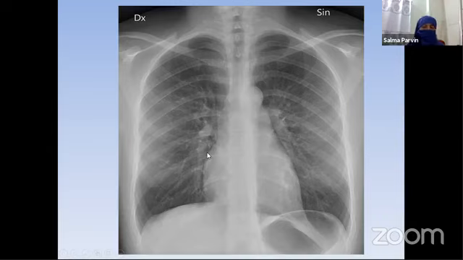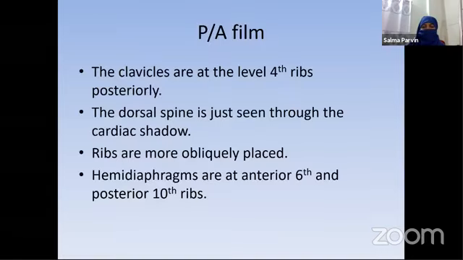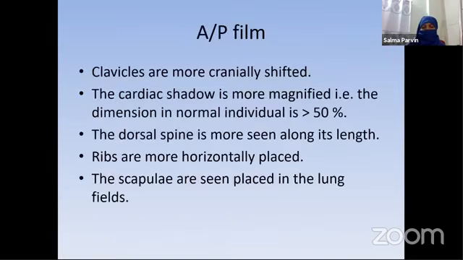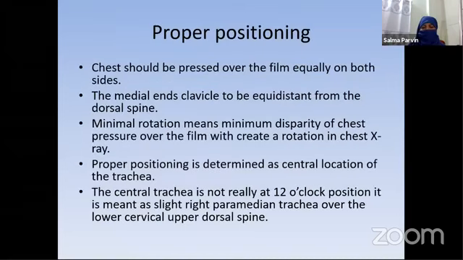Does it have any value? Why should I go for that? And why should I need to make you understand? Because of this positioning, minimal rotation means minimum disparity of the chest pressure over the film, which would otherwise create a rotation in the chest X-ray. Proper positioning is determined by the central location of the trachea.